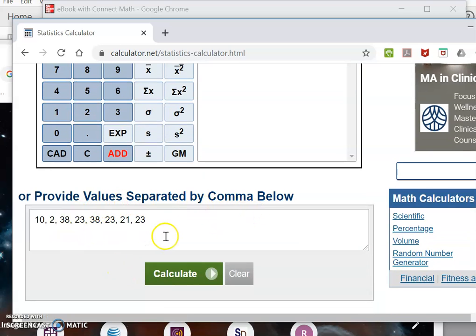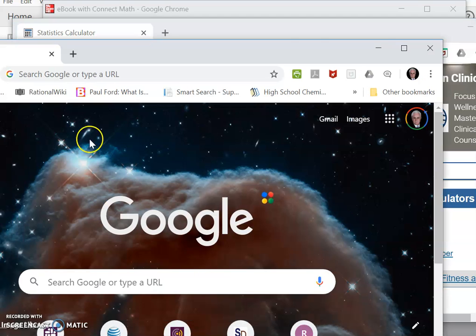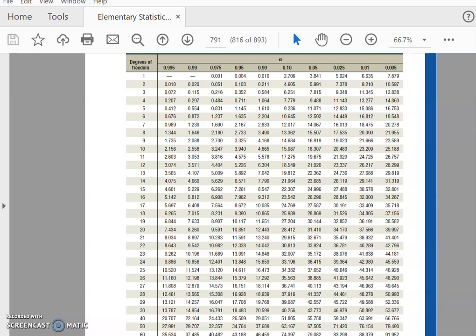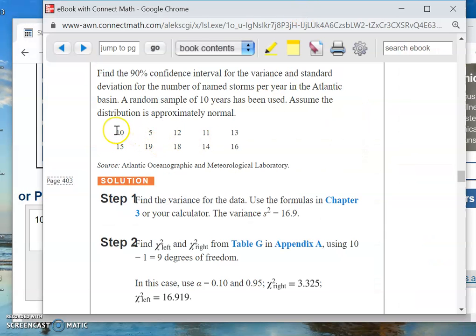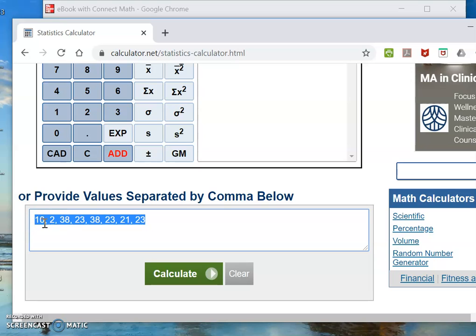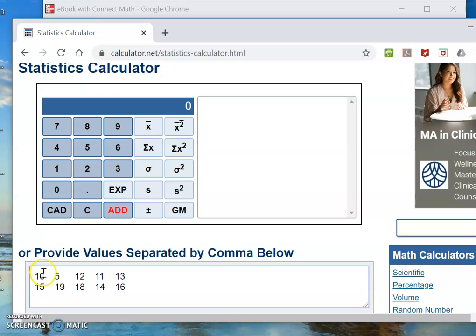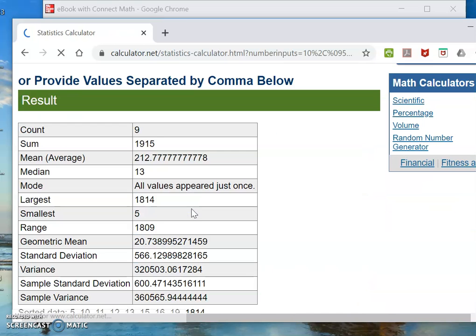Okay, provide the values separated by commas below. You just type in the numbers, those same numbers that he gave us in the problem. I wish I could just copy and paste them, but I don't think I can. Let me close this up. So I could do it, you have to do it by comma here. So I could just plug in the commas, comma, comma, comma. I figured I should do at least one of these. I don't want you guys to complain that I didn't do at least one problem. Okay, calculate. Boom, there it is. I mean, how easy is that, right? So here's the mean, here's the median, all the different stuff, okay?